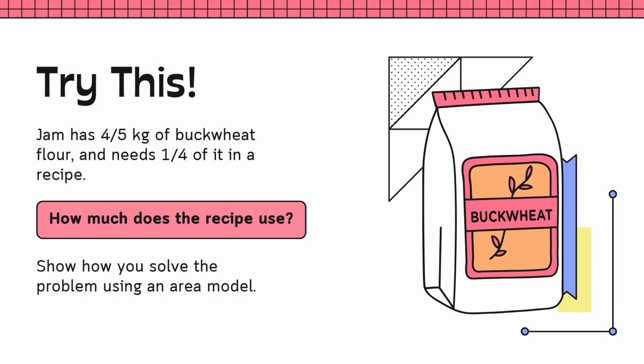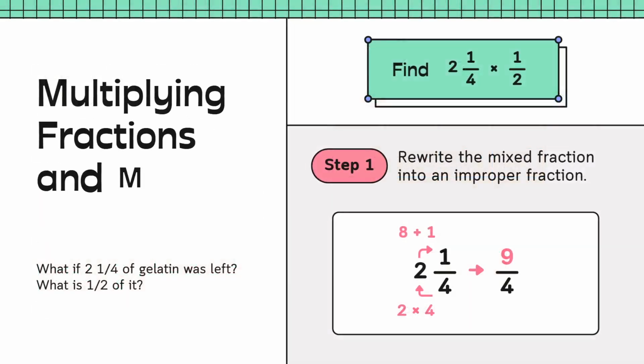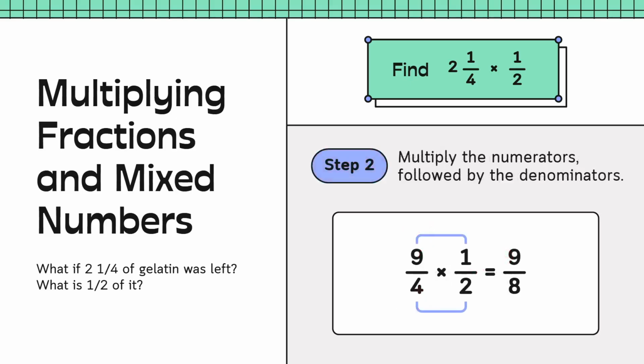Same thing. Four-fifths of a kilogram of buckwheat flour. One quarter of it in a recipe. So 1/4 of 4/5 is 1/4 times 4/5. The same thing: multiply the numerators, multiply the denominators. Mixed numbers, we just change that to a simple fraction by multiplying the denominator by the whole number and then adding the numerator, and that makes a fraction that we can then multiply.